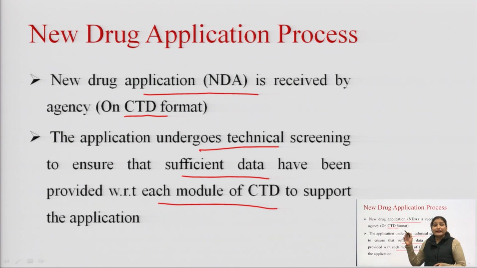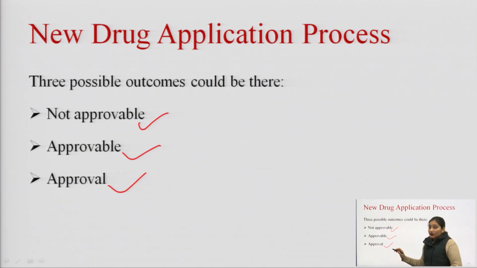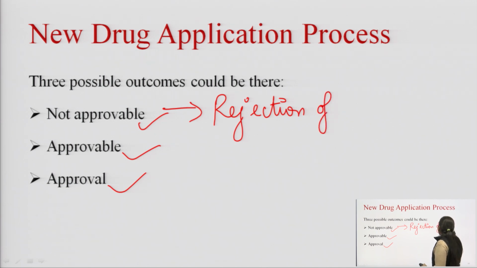And after reviewing this application, there can be 3 possible outcomes, and these possible outcomes can be not approvable, approvable and approval. Not approvable outcome consists of the reasons for rejection of application. In case of not approvable, a letter will be sent to the applicant or the sponsor or the organization describing the reasons for rejection of application.